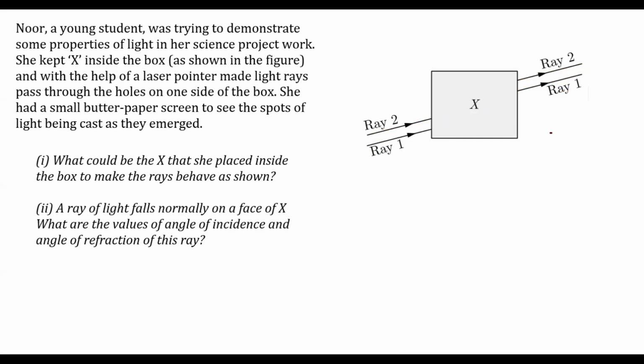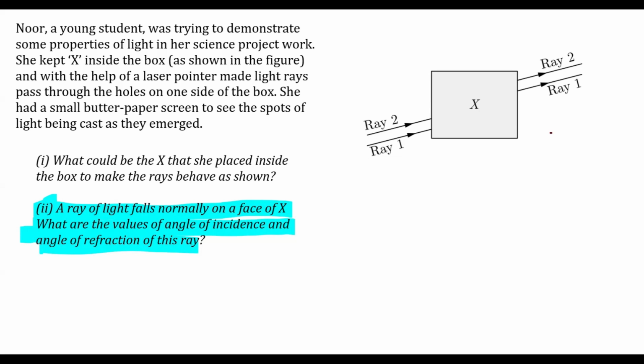Okay, now the next question is also a ray of light falling normally. What are the values of the angle of incidence and angle of refraction? A ray of light falls normally. Normally means what? Which is placed perpendicular.